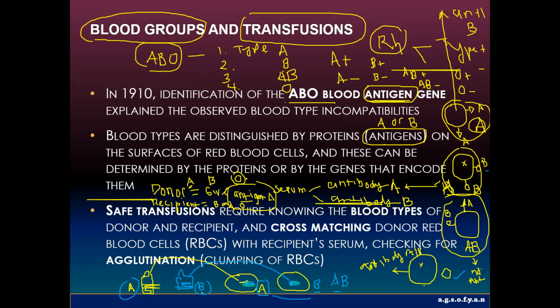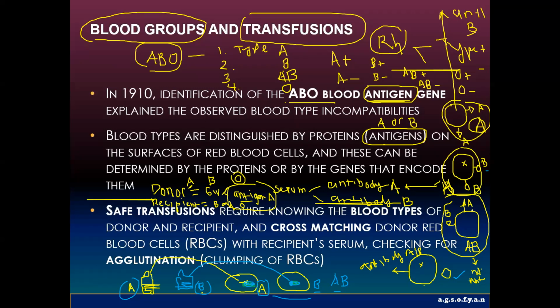Right? So blood type O is considered the universal donor. He can give blood to any blood type because what? Because his red blood cells do not carry any antigen.